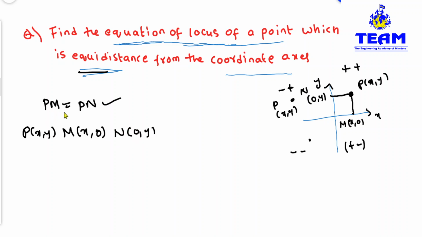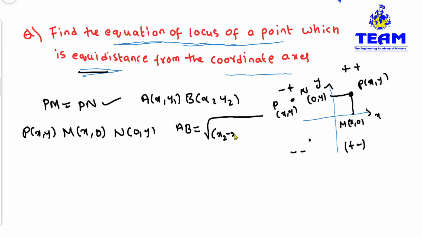Okay friends, now PM is nothing but the distance between P and M. For the distance between P and M, we have a formula. Friends, if A is a point (x1, y1) and B is another point (x2, y2), then the distance between A, denoted AB, is equal to the square root of (x2 minus x1) whole square plus (y2 minus y1) whole square. This is the formula we have, friends. Of course you can also write this as (x1 minus x2) whole square plus (y1 minus y2) whole square. Whether you write this one or that one, both will be the same.